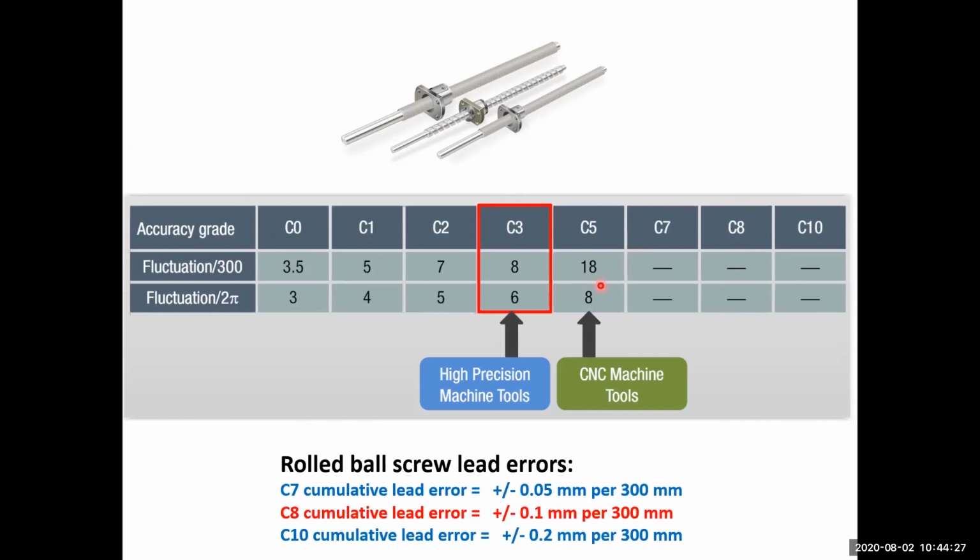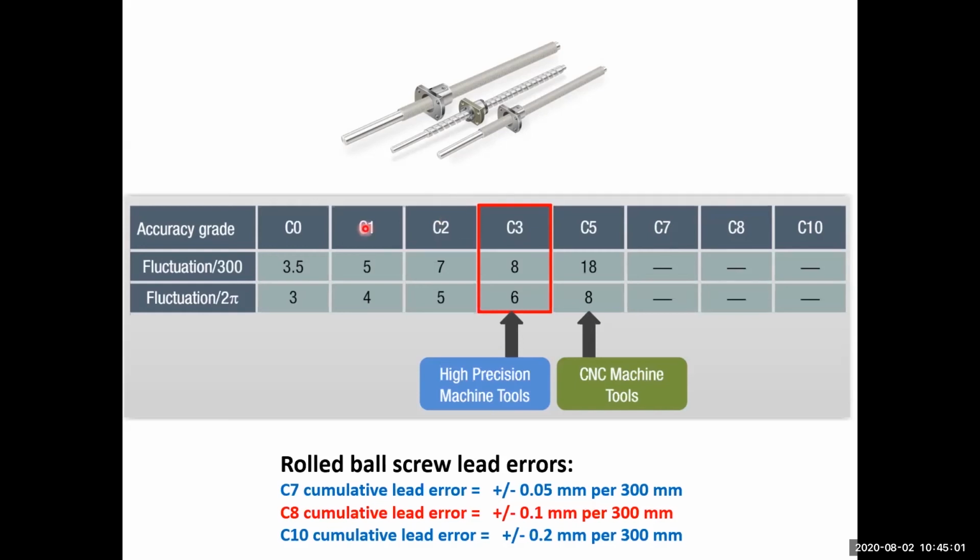C5, 18 micron, C3, 8 micron, you see a big jump here. C2, 7 micron, you see just 1 micron. C1, 5 micron, C0, 3.5 micron. Now, you may have some reason to select C3 compared to C5, but for anything better than this, you should have a very, very good reason. Otherwise, you are paying through your nose, because we cannot manufacture C2.